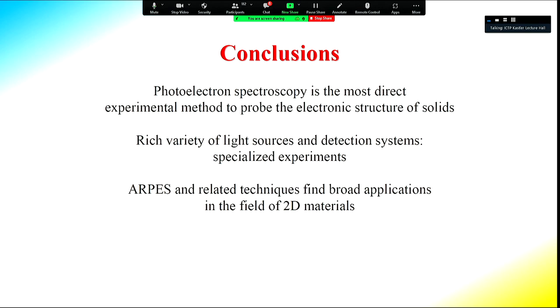So I come to the conclusion. Photoemission spectroscopy is one of the most direct experimental methods to probe the electronic structure of solids, and there is a rich variety of light sources and detection systems. There are a lot of new developments in the field of ARPES. Much new instrumentation has come in the last years, and the possibilities of ARPES are continuously growing. Thank you very much for your attention.